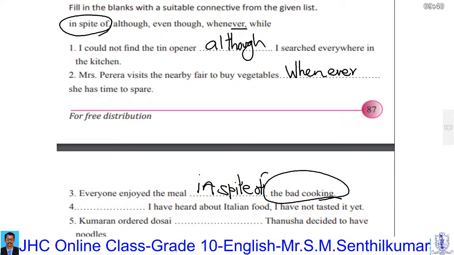Next one: Kumaran ordered dosai, dash, Dhanusha decided to have noodles. Desire is different, so it is while. Now, this is not a typical answer. You are going to write sentences like these in your essays or letter writing. In the writing skill, if you use such sentences you can simply get marks. Even writing one or two such sentences you can get more marks. That is why this is introduced. A question like this may come, but it is not a big task. You can do it. But if you want to get a distinction pass in English, an A, you must use these connectives. Did you understand the ideas taught today?